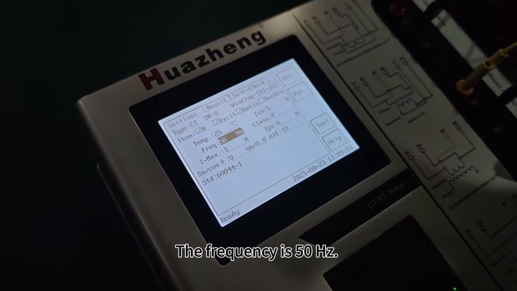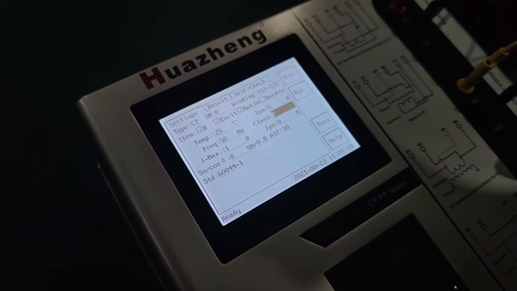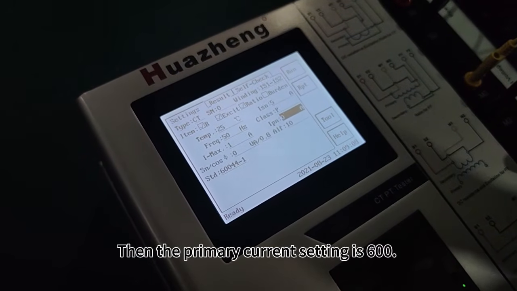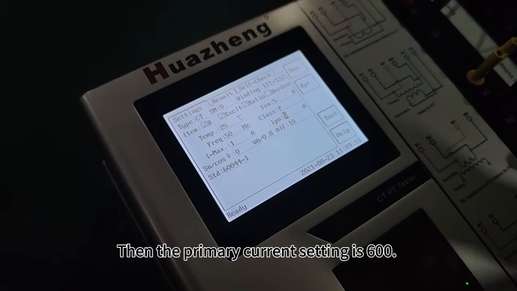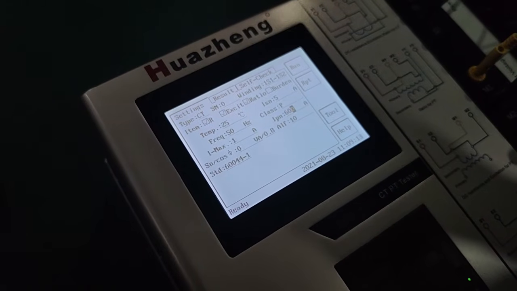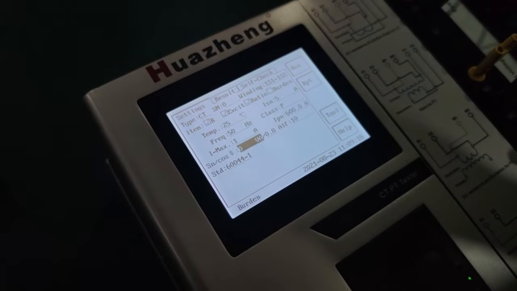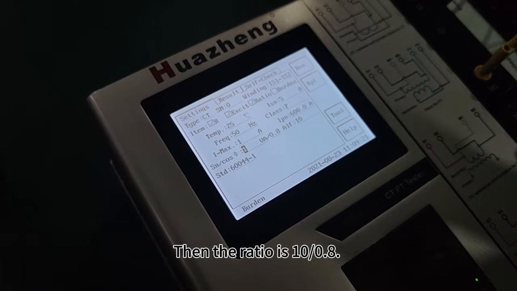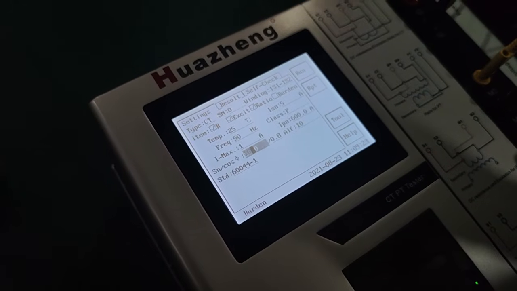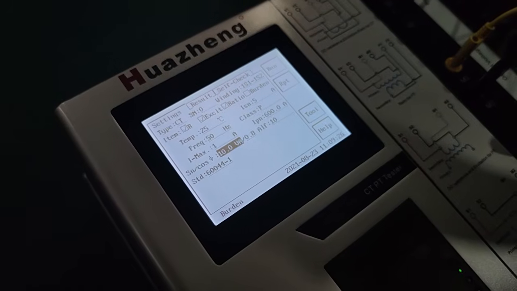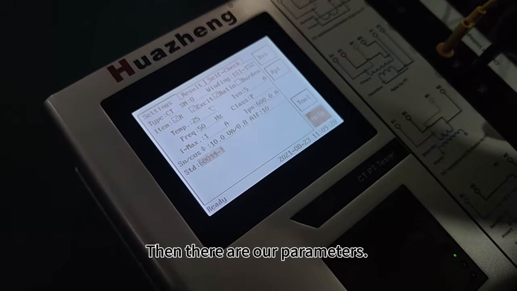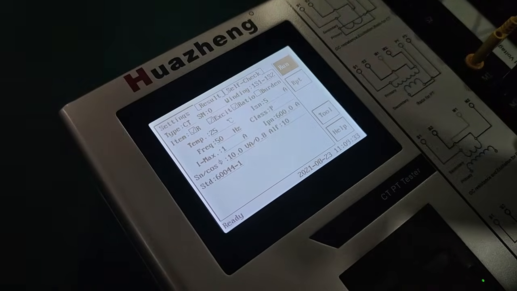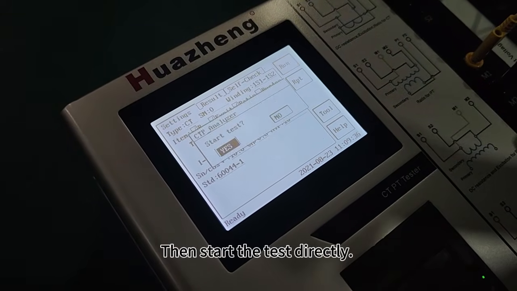The frequency is 50 Hz. The maximum current is EA. Then the primary current setting is 600. Then the ratio is 10:0.8. Then there are our parameters. Then start the test directly.